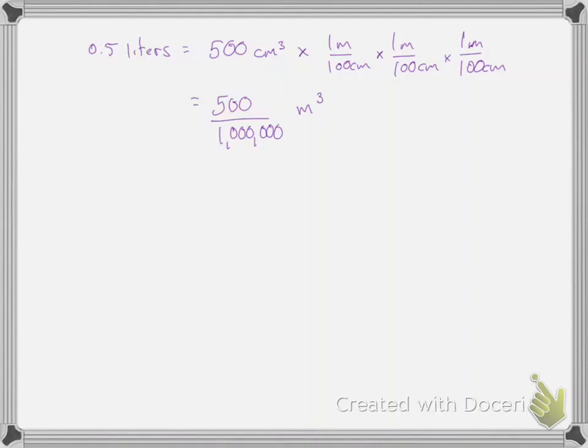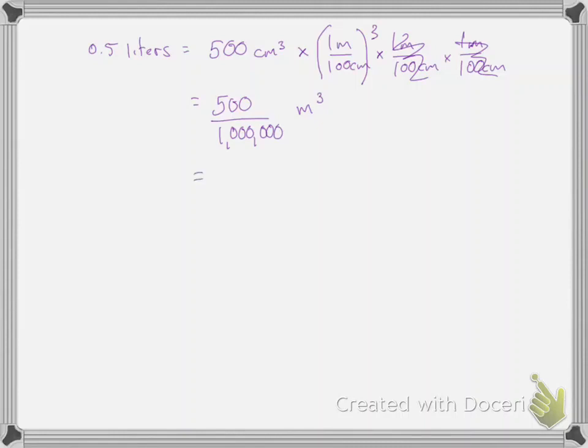Another way of writing this is, instead, I could just cube this, right? If I cube that, then I've got 100 centimeters cubed on the bottom and 1 cubic meter on top. 100 cubed is a million. Either way, we get 500 over a million.